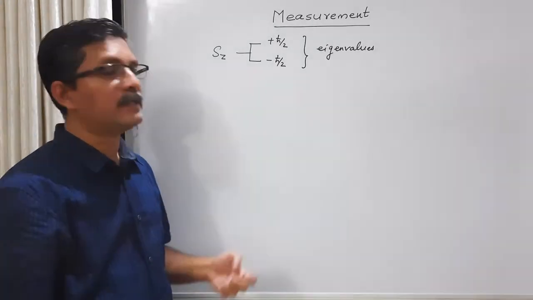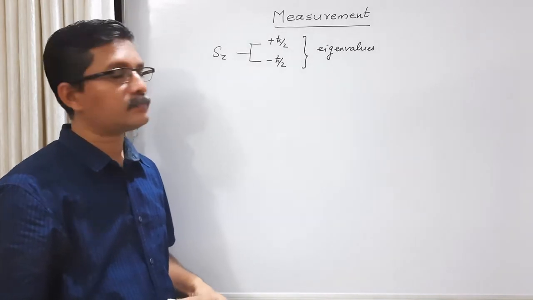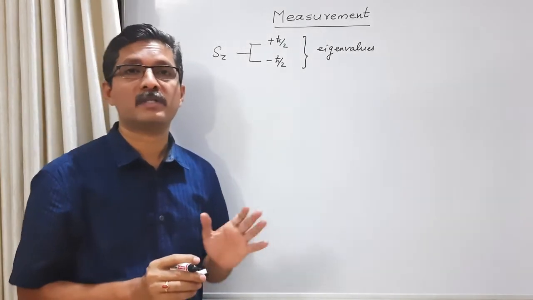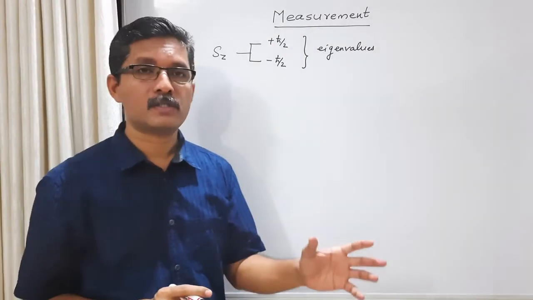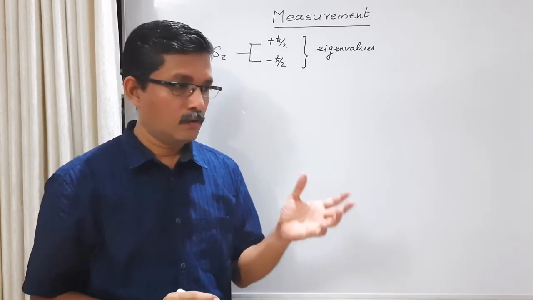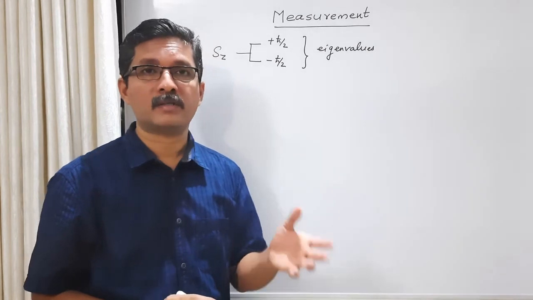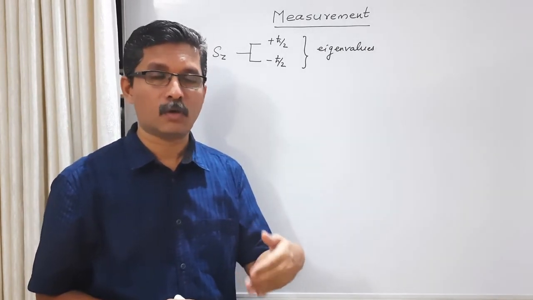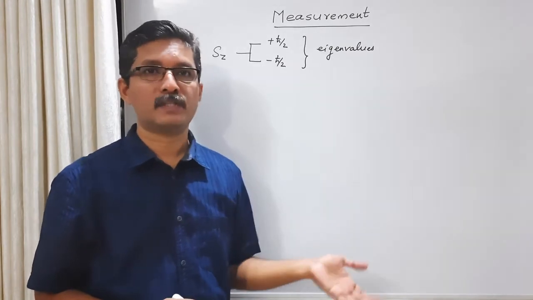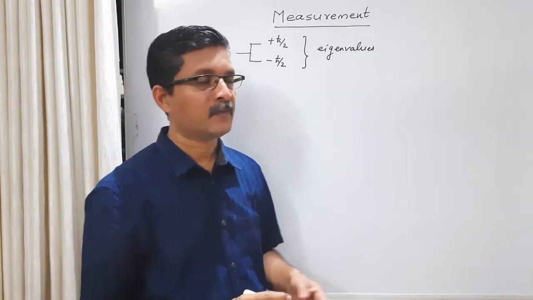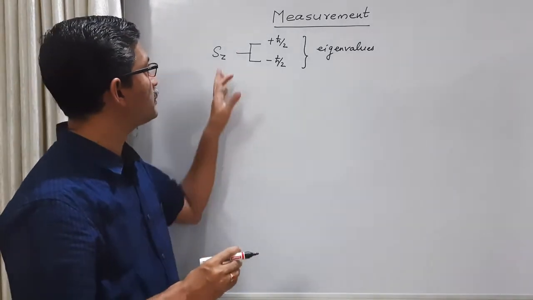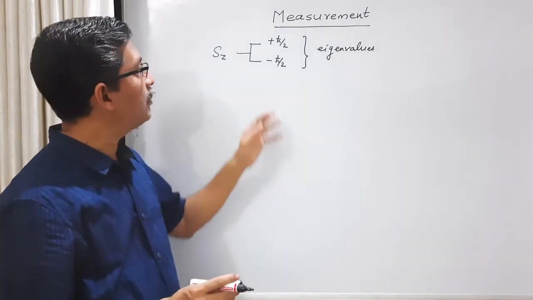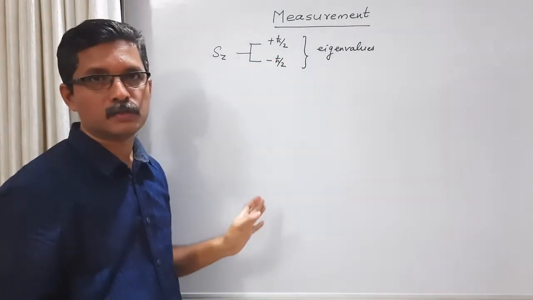Now, what is the expectation value of Sz? Always remember that expectation value is measured with reference to a particular state. By the choice of the state, the expectation value can be different. So, in general, the expectation value of Sz in this particular case can be any real number between plus ħ/2 and minus ħ/2.